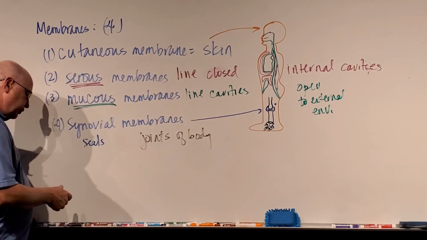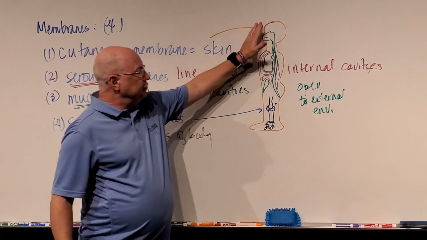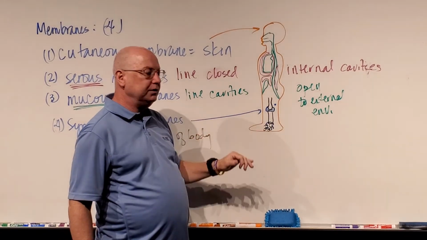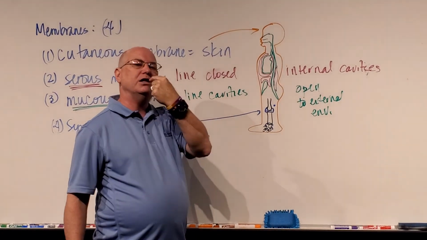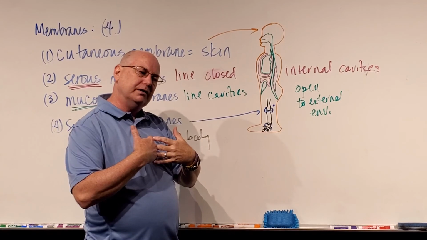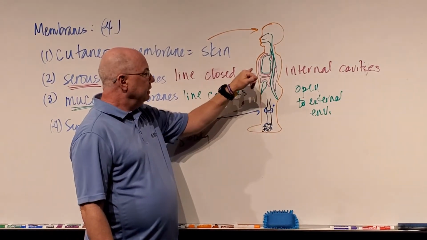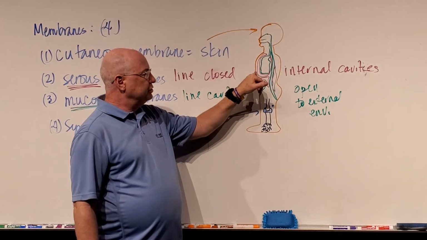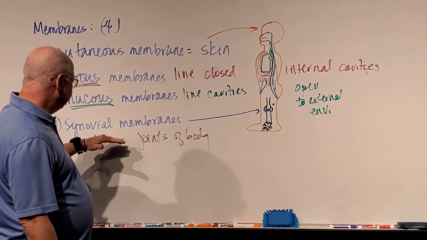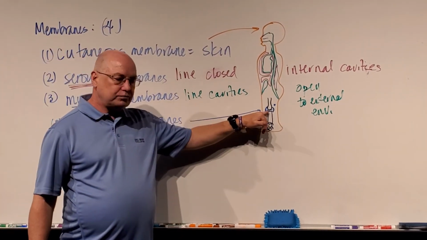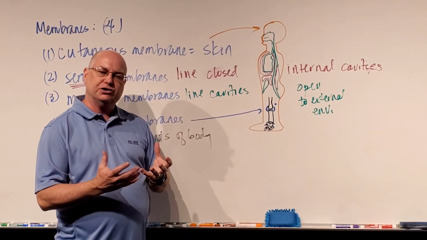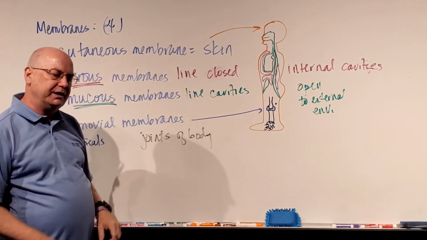Okay? So those are the four membranes of the body. The cutaneous membrane, which is your skin, the mucous membranes, which line the cavities that are open to the external environment or external world, the serous membranes, which line the sealed internal cavities, and the synovial membranes, which seal off our joints and fill with the fluid that lubricates the joints.